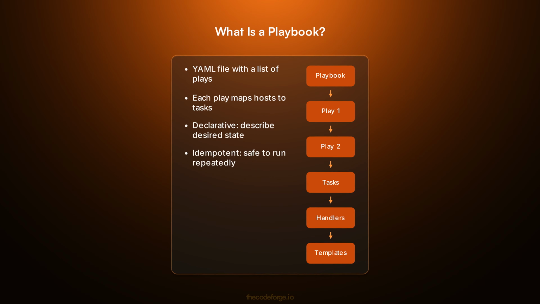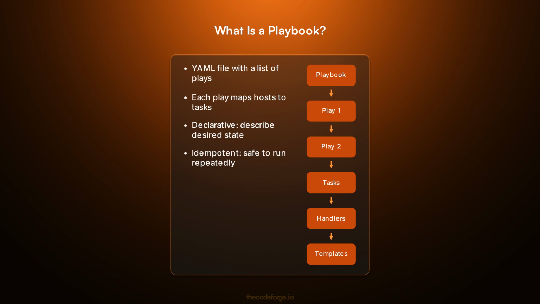An Ansible playbook is a YAML file containing a list of plays. Each play maps a group of hosts from your inventory to a sequence of tasks that define the desired state of those hosts. The structure is deliberately simple. You declare what you want, not how to achieve it. Ansible figures out how to get there.